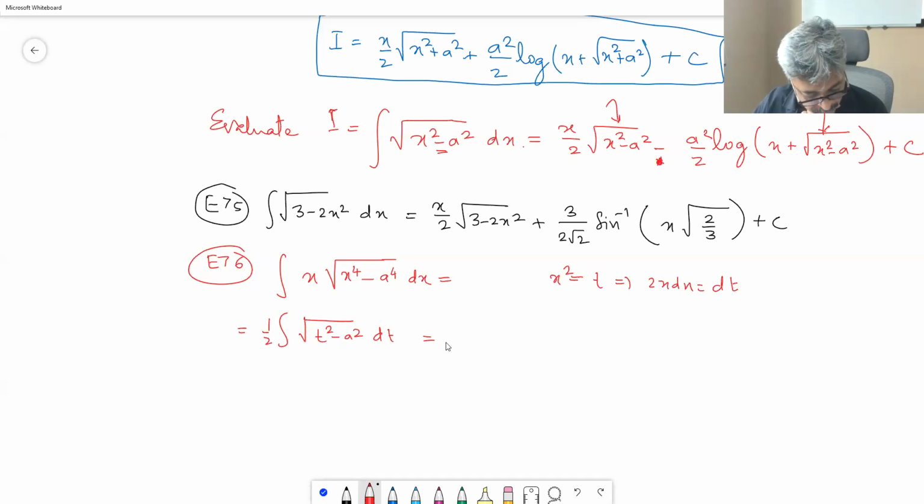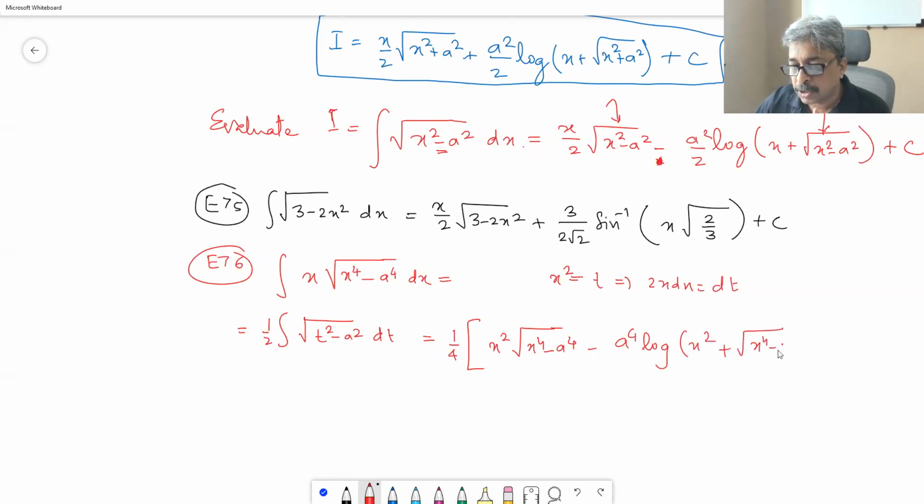And this is our standard formula. Therefore, the answer is 1 by 4 inside bracket x square radical x fourth minus a fourth minus a raised to 4 log x square plus radical x fourth minus a fourth, bracket complete, plus c.